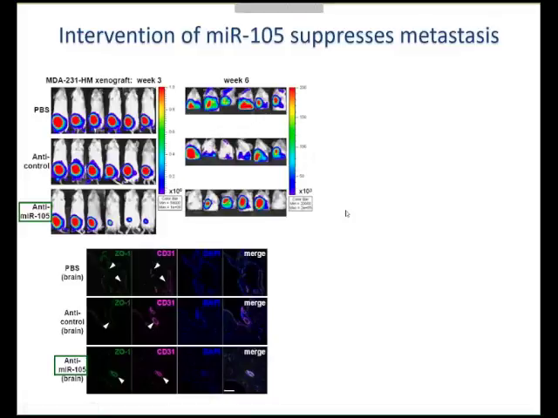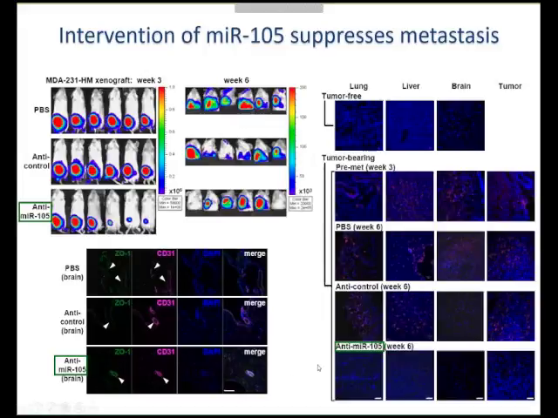So consistently, we saw downregulation of ZO1 in the endothelial cells from cells bearing high miR-105 tumors, but when we treated the mice with anti-miR-105, we can partially restore the expression of ZO1 as well as the integrity of the vasculature, as indicated by less leakage of the dye into these organs.